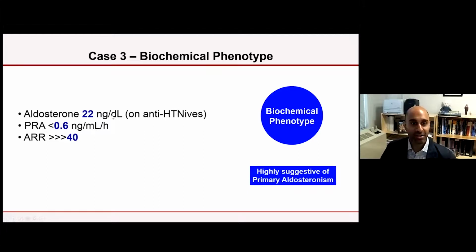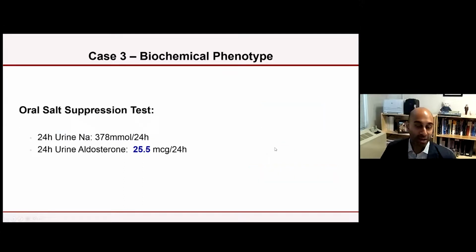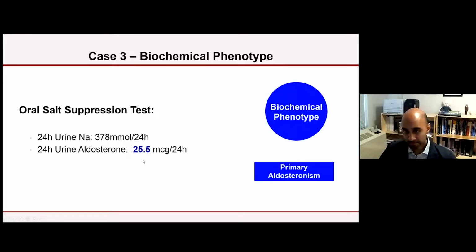Hypokalemia, 3-drug hypertension, suppressed renin, aldo of 22. It's pretty in your face. If you wanted to confirm it, you could do a variety of aldosterone suppression tests. This patient actually had an oral salt loading test, which should suppress aldosterone, and it did not. So this is a confirmed case of primary aldosteronism.